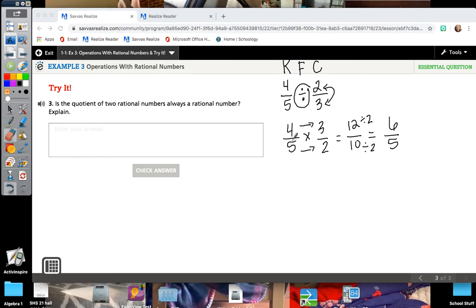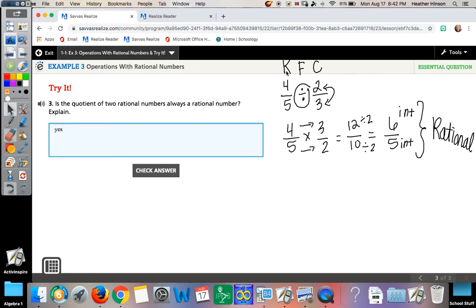So when we solve it out, when we divide it, do we still get integers? Is 6 an integer? Is 5 an integer? Remember, integers are your numbers that have no decimals. They can be positive or negative, but they're not going to have any decimals on them. Well, 6 doesn't have a decimal. 5 doesn't have a decimal, which means they are integers. So because they're both integers on the top and the bottom, it's going to be rational. So is the quotient of two rational numbers always rational? Yes.